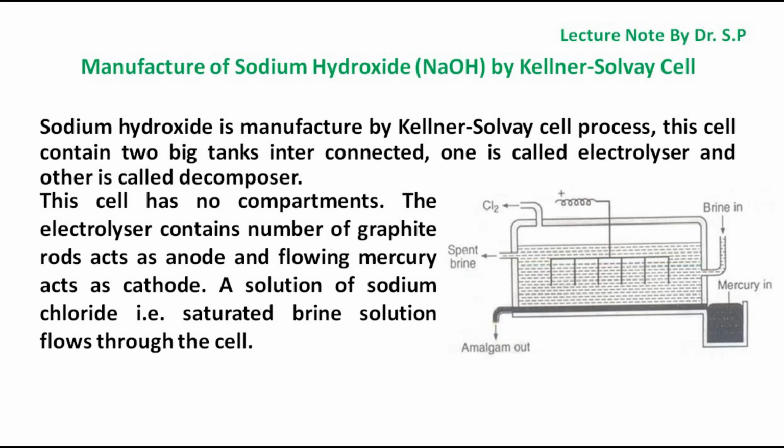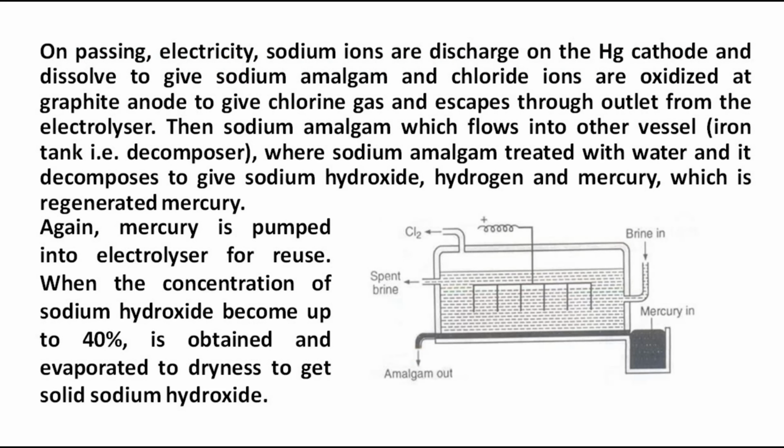The electrolyser contains a number of graphite rods that act as anode, and flowing mercury acts as cathode. A solution of sodium chloride, or saturated brine solution, flows through the cell. On passing electricity, sodium ions are discharged on the mercury cathode and dissolve to give sodium amalgam, and chloride ions are oxidized at the graphite anode to give chlorine gas, which escapes through an outlet from the electrolyser.